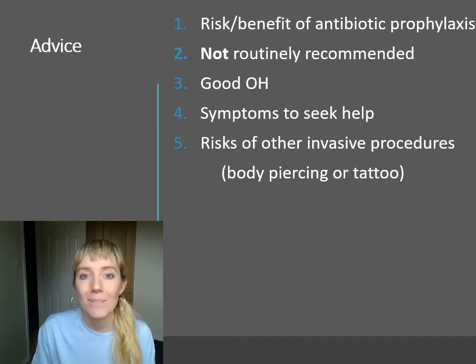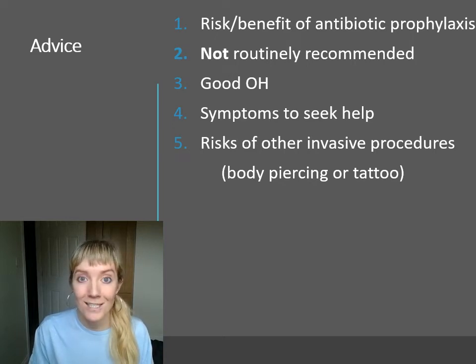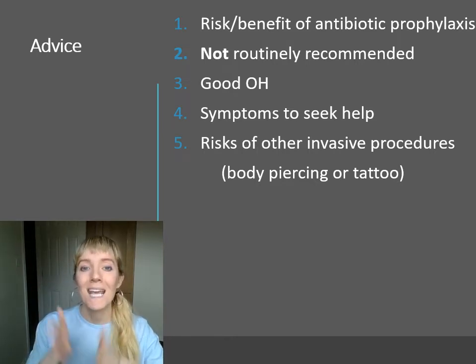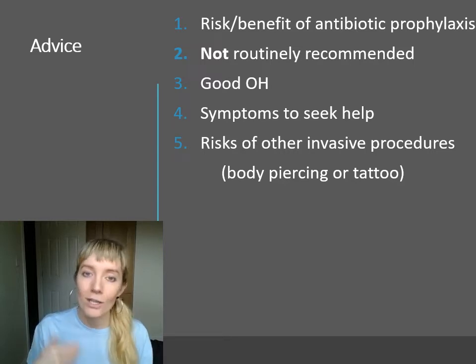Also, we need to be able to explain to our patients that actually with invasive procedures such as piercings and even tattoos, that they themselves can pose a risk of infective endocarditis. And the most important thing is to actually document in your notes about this discussion that you have had with your patients.